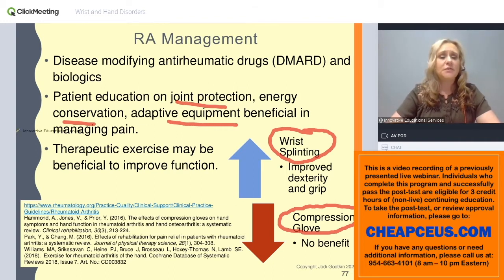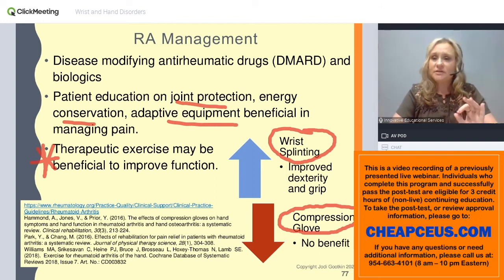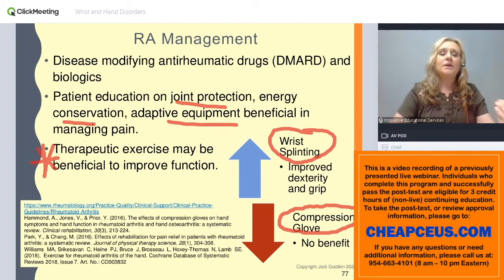On a plus side for us, research is supporting that therapeutic exercise can help improve function for the patient. It doesn't necessarily decrease their pain, but it may allow them to be more functional. They also noted improved disease activity scores in individuals who were performing exercise.